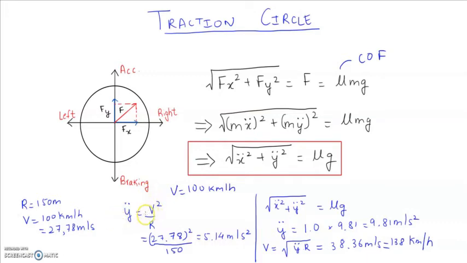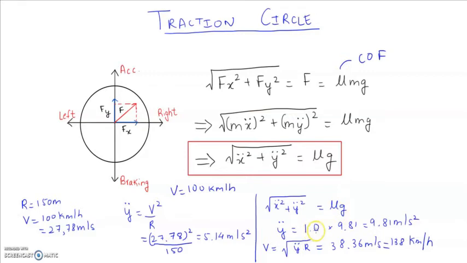Now I want to know, I'm taking a turn, I'm neither applying acceleration nor braking force. So my longitudinal forces are zero, and I want to know the maximum allowable lateral acceleration. So I will be using this term. In this term, the value of x double dot will be zero because there are no longitudinal forces. So y double dot, which is lateral acceleration, will be equal to the value of mu.